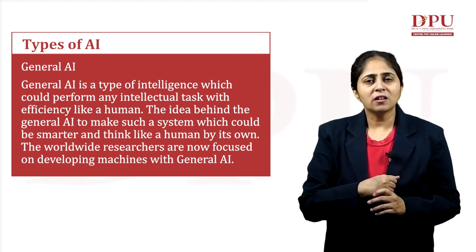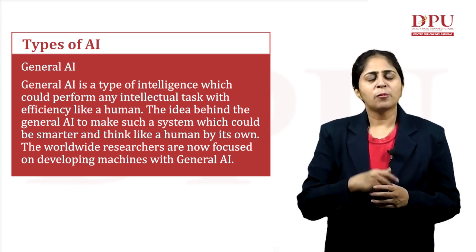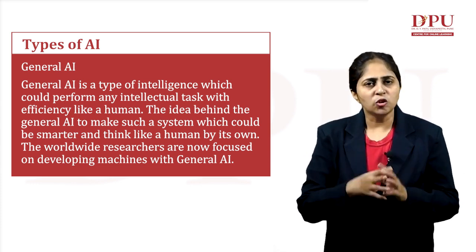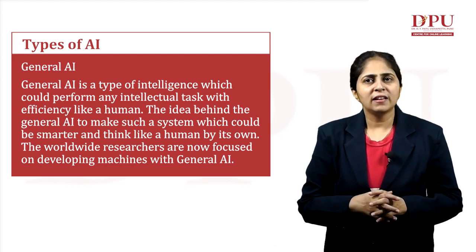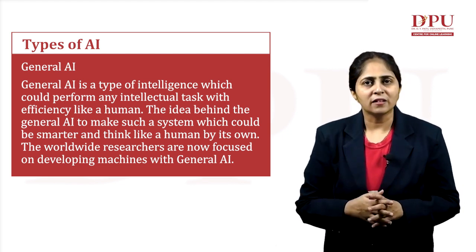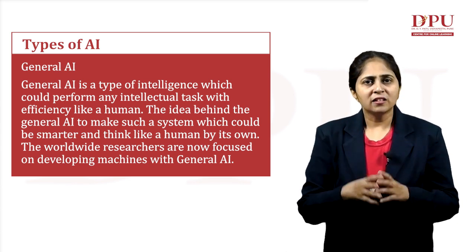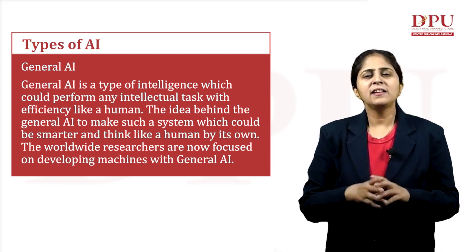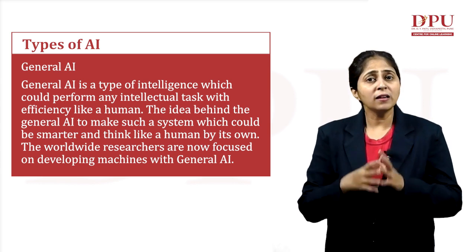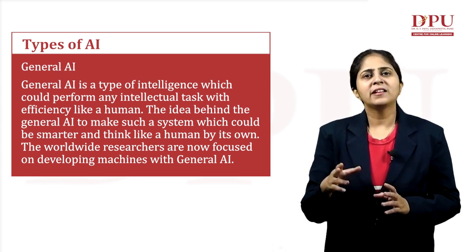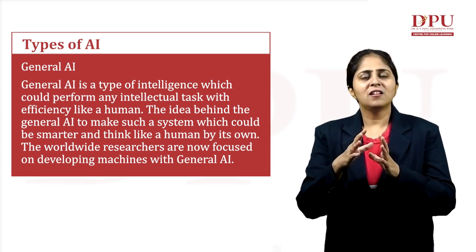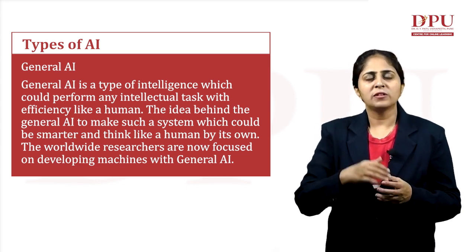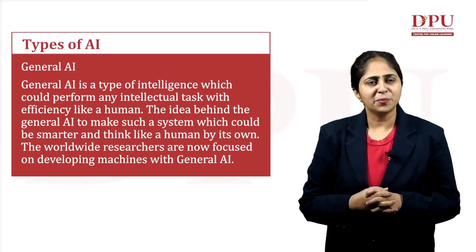So in general AI, what are the things that we want? It is a type of intelligence which could perform any intellectual task with efficiency like a human. The idea is to make the system smarter, so that it is able to think like a human on its own. If we are able to build such machines, they will fall under the category of general AI, which is the second stage of artificial intelligence machine building.